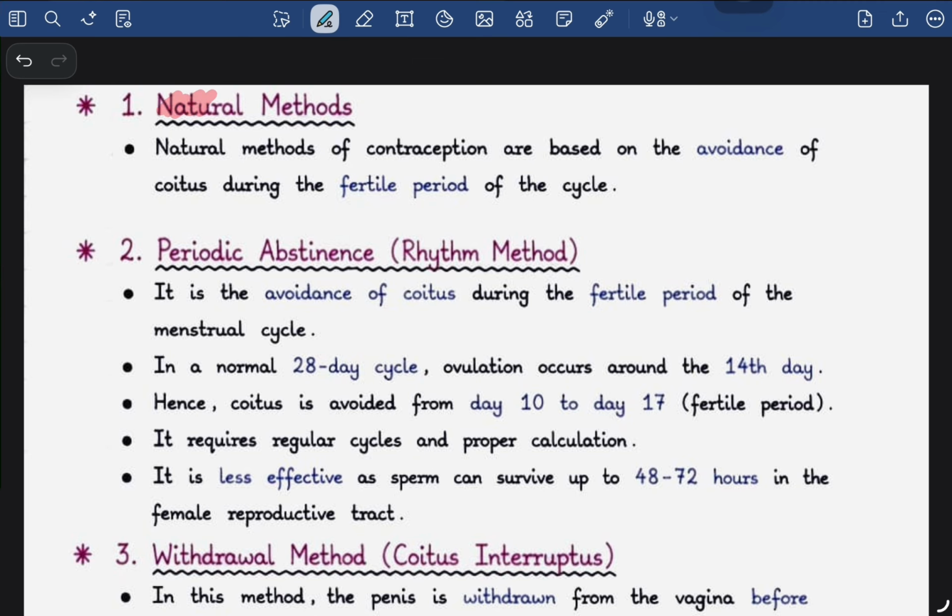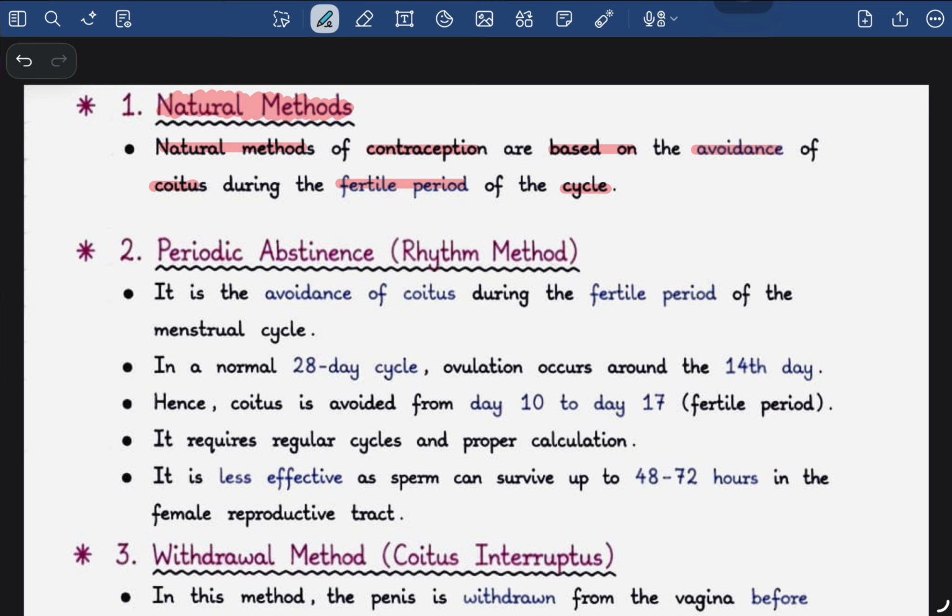The natural method of contraception is based on the avoidance of coitus during the fertile period of the cycle. So it is basically a method of resisting birth. On what basis? The basis is avoiding sexual intercourse when the female is fertile, because in males there is no condition like a fertility period. In females there is something called the fertile period.